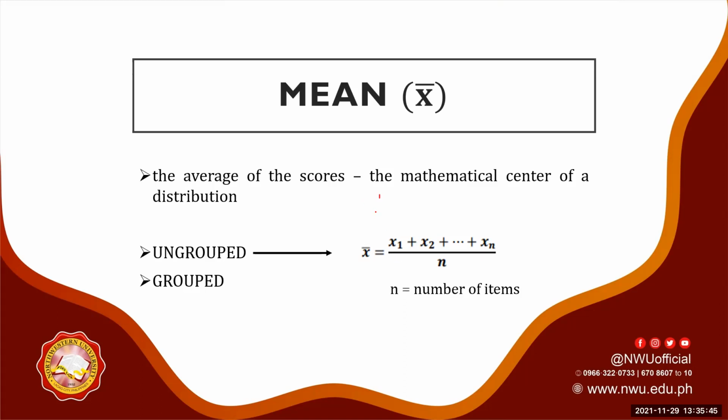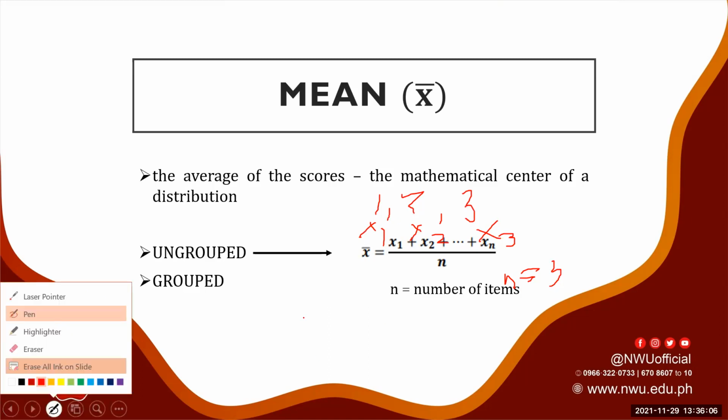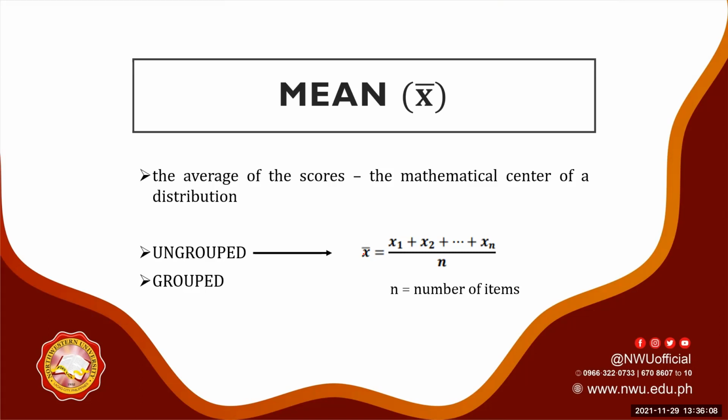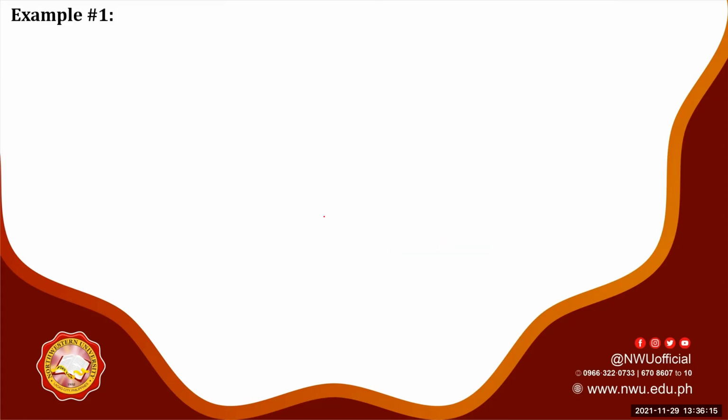So, kung meron kang given na 1, 2, and 3, your 1, 2, and 3 would be the numbers, or they will be your x of 1, x of 2, and x of 3. And ang inyong magiging n will be 3, kasi tatlo lamang sila. So therefore, for you to get their mean, ang gagawin mo lang is you add those numbers and divide it by 3. So that would be your mean. So let's try to look at some examples para mas lalo ninyong maintindihan.